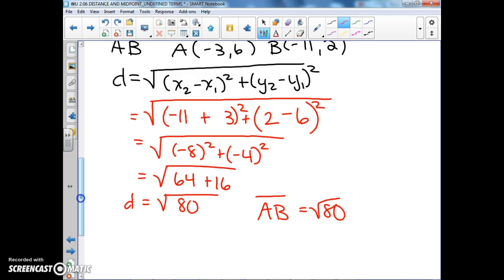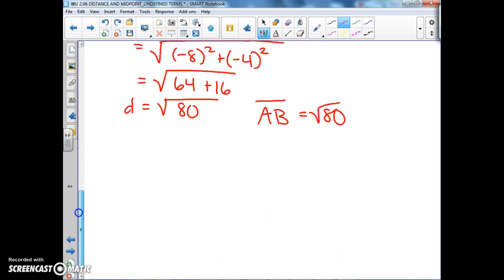Alright. So if you need to pause the video and write that down, then go ahead and do so. Now, we are not done. We have to do the distance formula for B and C in order to see what kind of triangle we have. If we have equilateral or isosceles. So now I'm going to do the distance formula again because I need to find the length of BC.